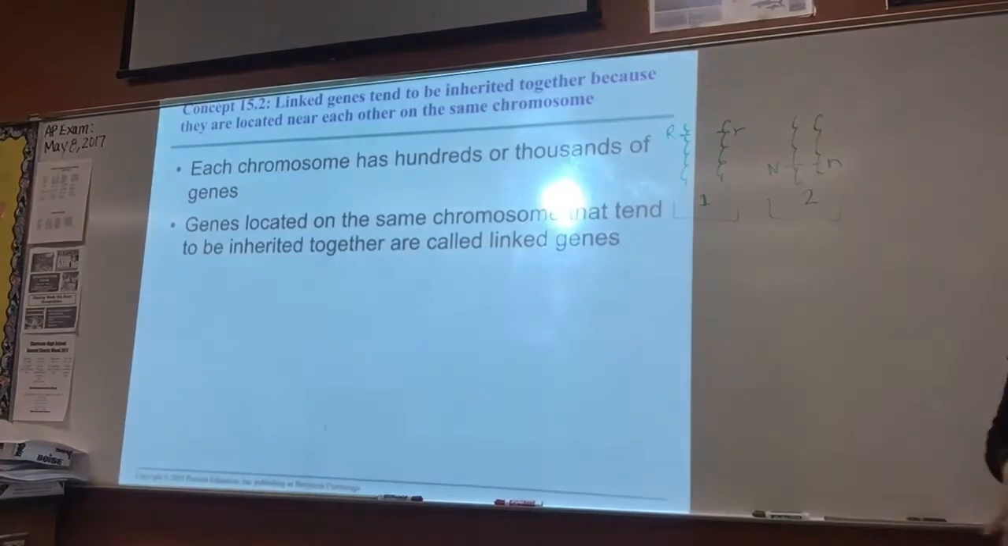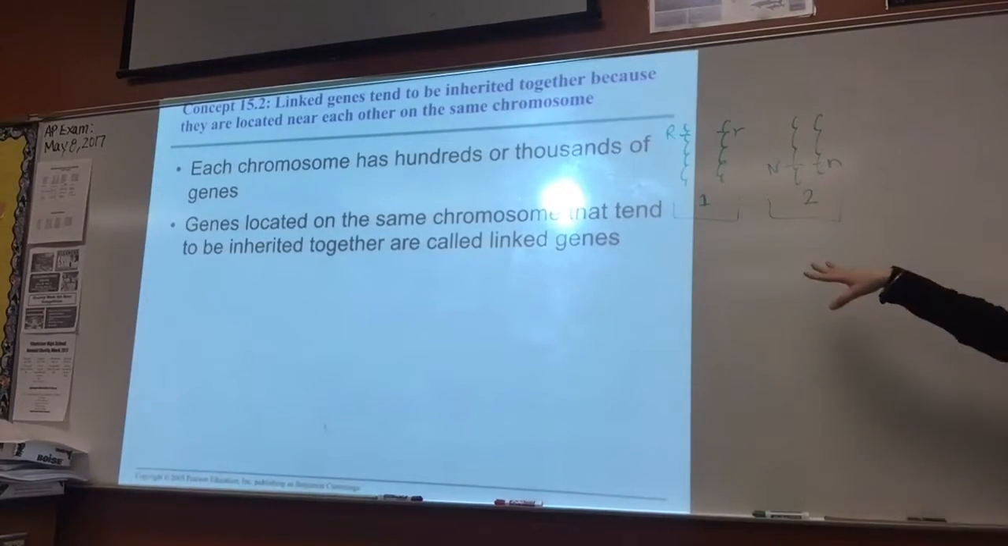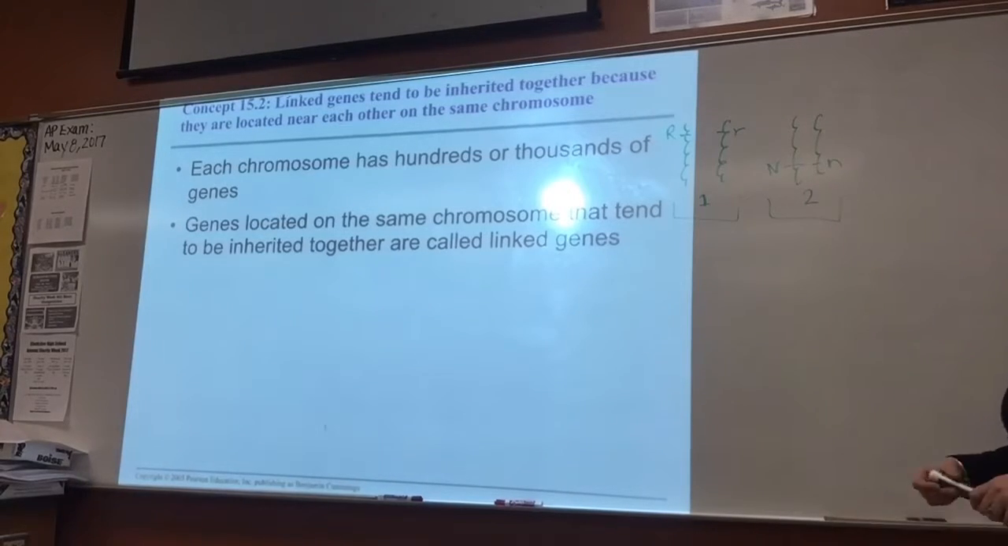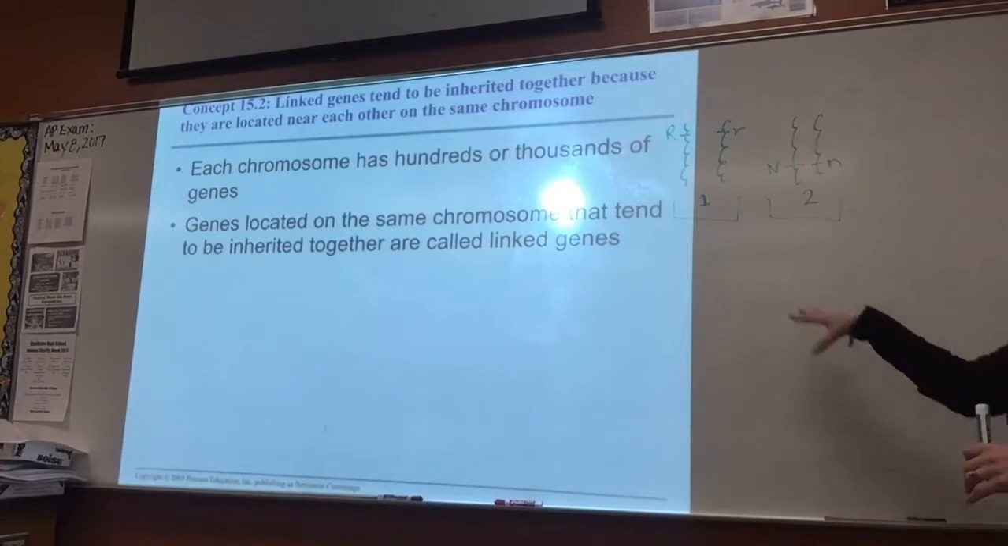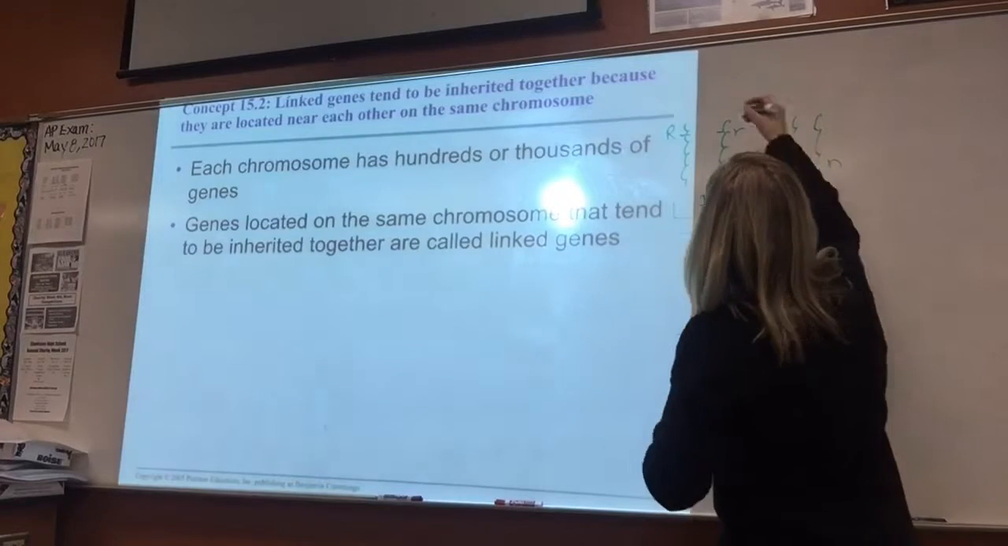If they were linked, what would be true about these guys? How would I draw them? The N and the R would be on the same chromosome. The N and the R would be on the same chromosome, all right? And so therefore, this is unlinked.